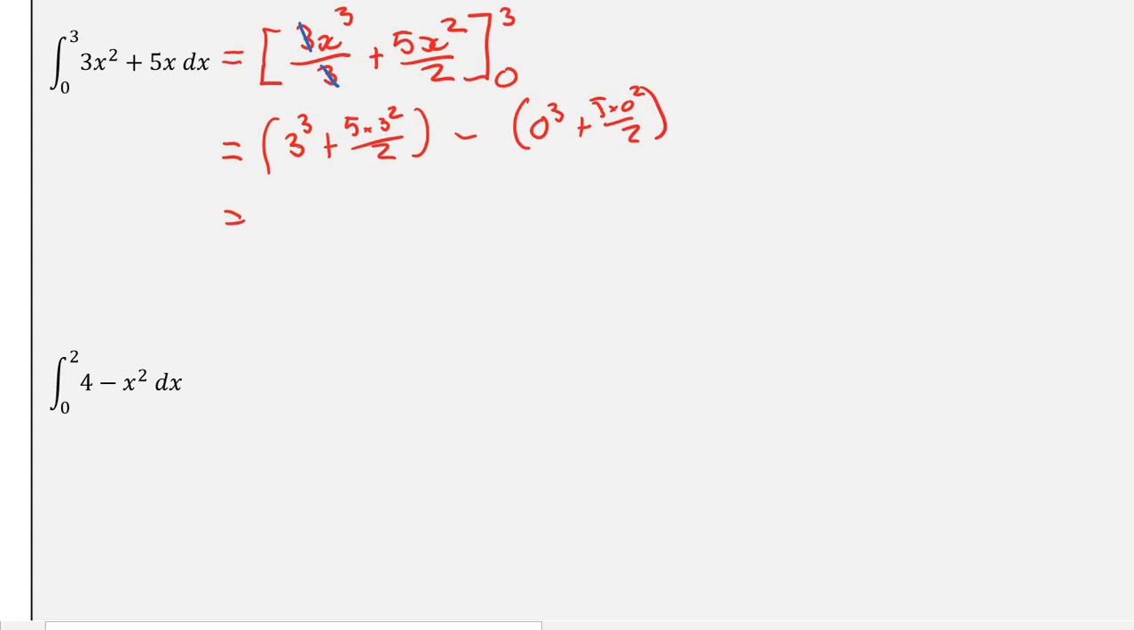Okay, 3 cubed is 27. 5 times 3 squared, 5 times 9 is 45, over 2 is 22 and a half. So that's 27 plus 22 and a half, minus 0, because that all cancels out to 0. So that would give us 49.5 units squared.